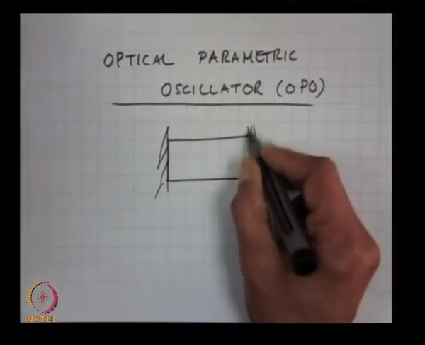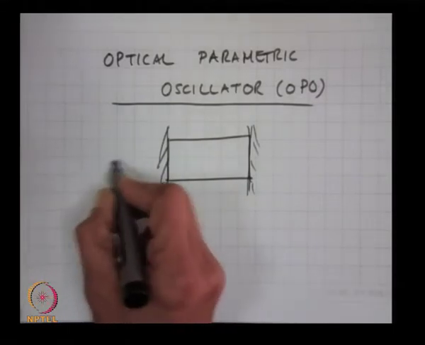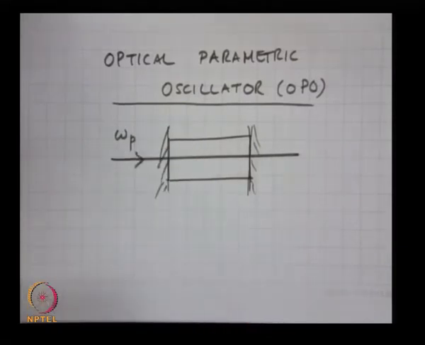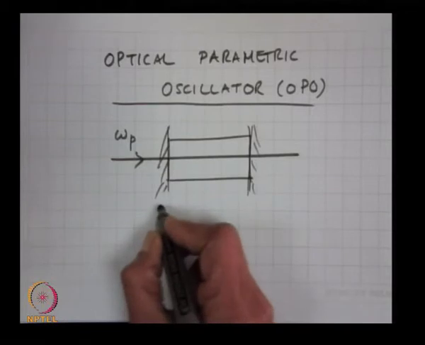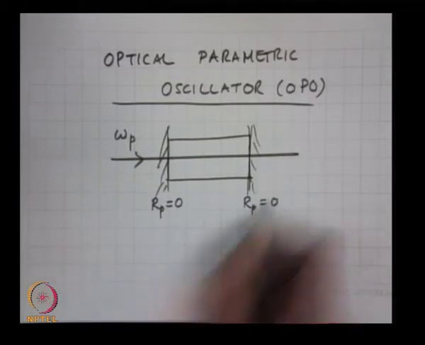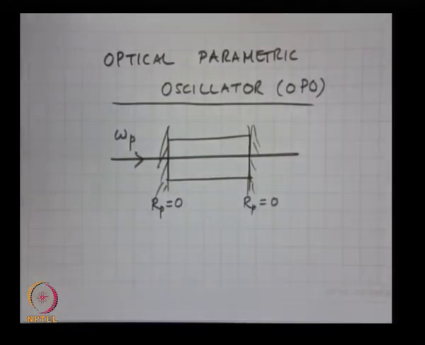So let me take a pair of mirrors. This is omega p coming in. Usually I will choose the reflectivity of this mirror at the pump frequency to be zero. I can make mirrors having reflectivity at certain wavelengths and completely transmitting at other wavelengths. This is possible by using thin film dielectric coatings. By interference effects, I can have very strong reflectivity at certain wavelengths and very weak reflectivity at other wavelengths. So theoretically, I'm assuming that these two mirrors have zero reflectivity at the pump. The pump just goes through.